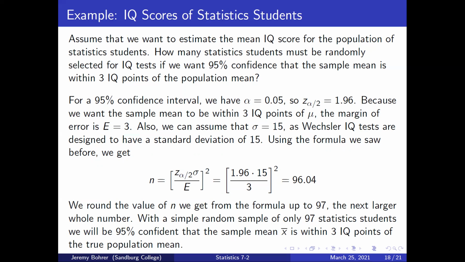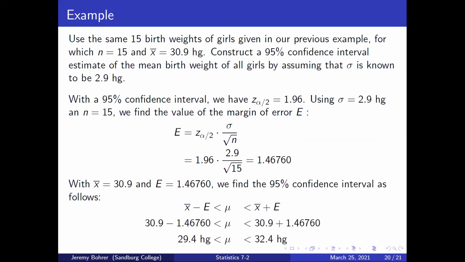Using the formula we saw before, we get n equals z sub alpha over 2 times sigma over E quantity squared, which is 1.96 times 15 over 3 quantity squared, which is 96.04. We round the value of n we get from the formula up to 97, the next larger whole number. With the simple random sample of only 97 students, we will be 95% confident that the sample mean X bar is within 3 IQ points of the true population mean.